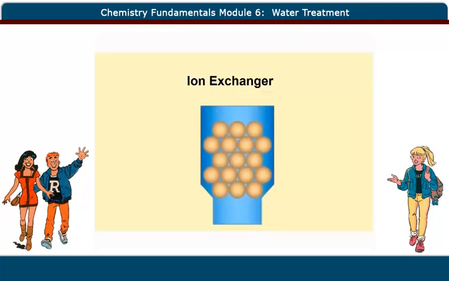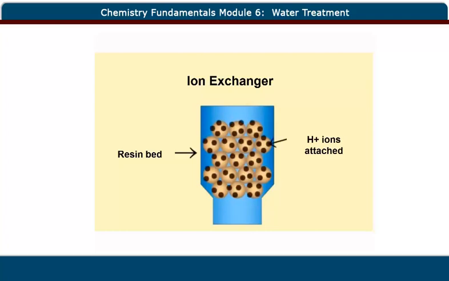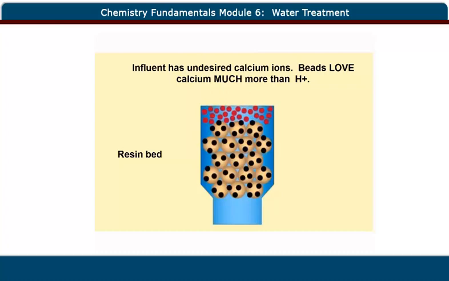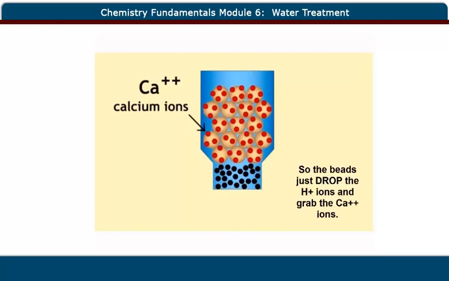So in this animation, the black dots attached to the beads represent the hydrogen ions. As the calcium water comes through, the calcium ions, represented by the red dots, replace the hydrogen ions on the beads, and the beads drop the hydrogen and grab the calcium.